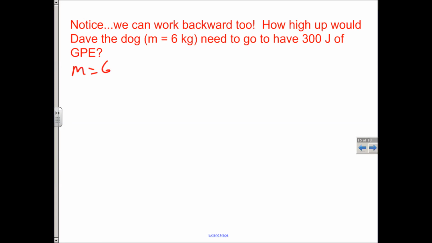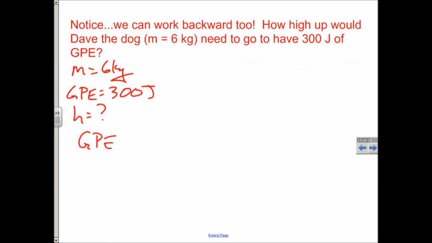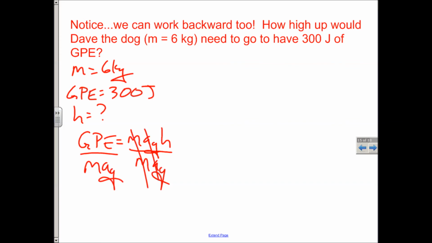His mass is 6 kilograms. His GPE is 300 joules. And we need to find the height that corresponds with that. So algebra. At this point, grab your calculator. There's a really common mistake I see students make here. All right, so we got to get h by itself. So we're going to divide by MAG. And you get this equation.